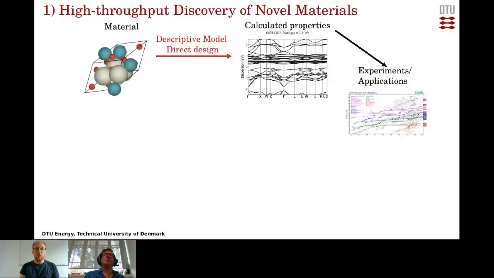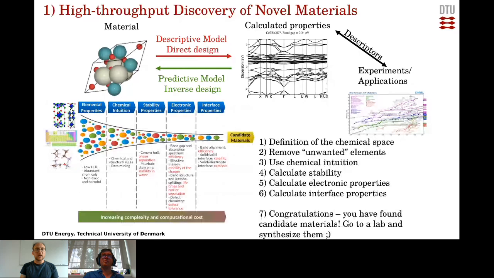What has been developed in the last 30 years instead is a more predictive model, or inverse design. Now we want to answer the question, which kind of materials have the properties that we would like to have in our device? Then we go from experiments or application to properties, and then we try to design the material that has these properties. So we go from left to right, to right to left, from descriptive model to predictive model. And this is usually done using a funnel approach shown here.